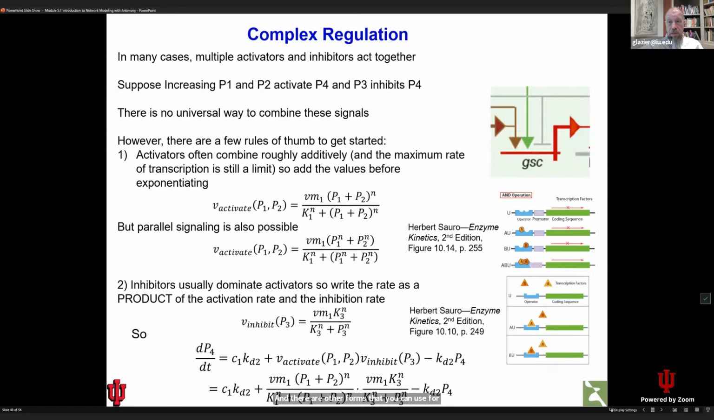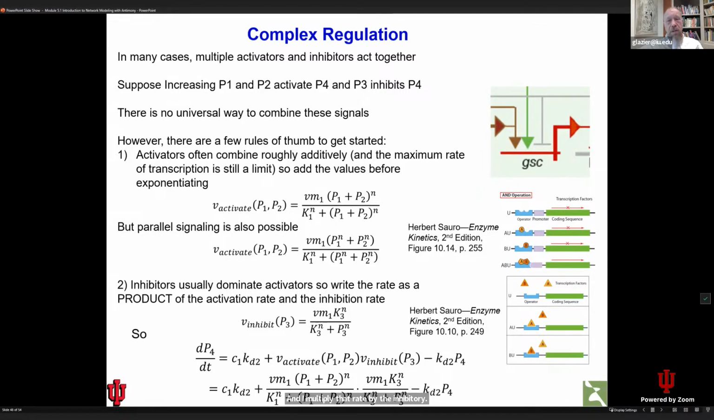Inhibitors usually dominate. And so usually whatever activator I have, the signal from the activator is multiplied by an inhibitor as an and. And so in that case, suppose I have P1 and P2 activating, I put those together, and I multiply that rate by the inhibitory Hill function.